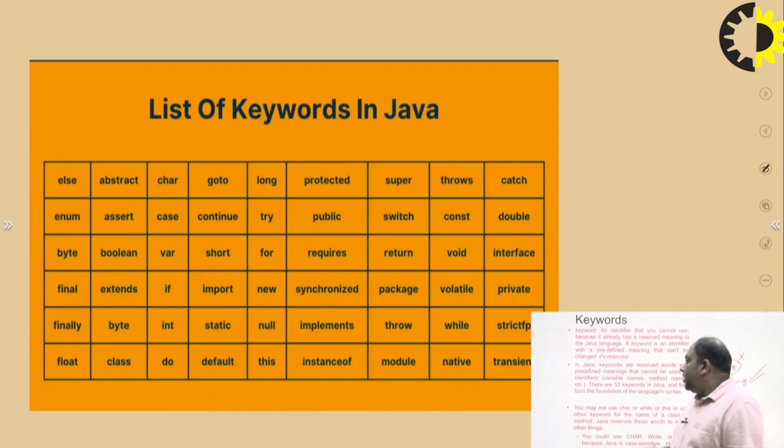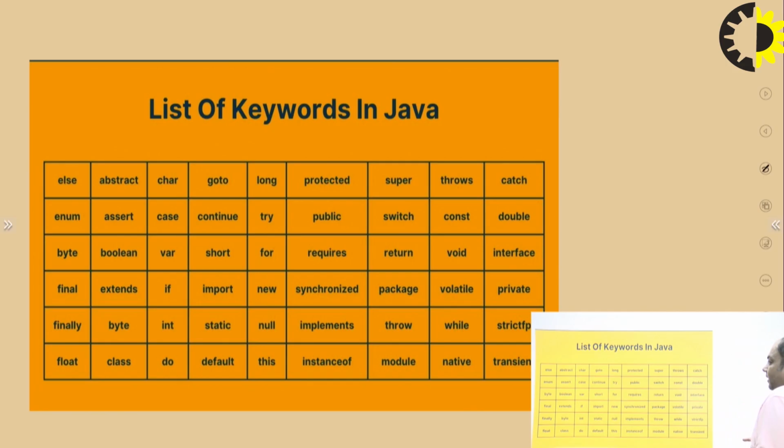So there are total 53 keywords in Java, and these reserved words or keywords in Java have their own meaning. I will explain some. Package, for defining the package in Java. Char is the data type, long is a data type. Try, catch is used for exception handling. Import, when we want to import any external file or any package or any class file in Java.